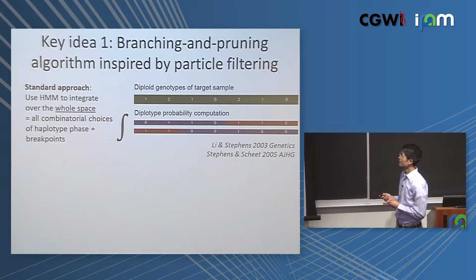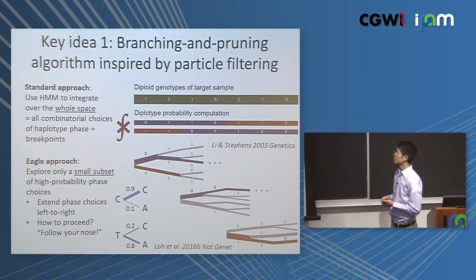So the first key thing that we did differently was we decided to dispense with that and, instead of integrating over the whole space, focus our computational attention on a small subset of the most likely paths through the space. So I'll try to give you a little bit of intuition behind this.